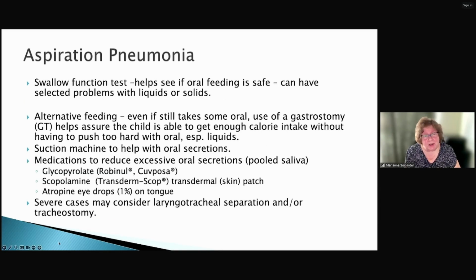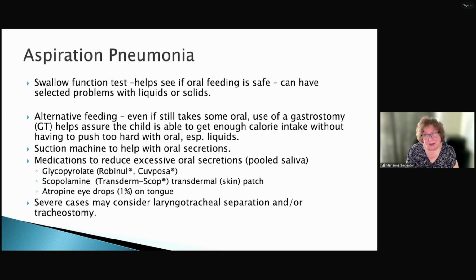So when we're trying to evaluate a child to see if they're at risk for aspiration or if that's part of why they're having chronic respiratory symptoms, a swallow function study can be done, and this can help us to see if oral feedings are safe. And there certainly are children that can handle puree or some foods, but they might have more trouble with thin liquids because liquids roll down the throat more quickly. And so there are times where we have alternative feeding that we need to consider.